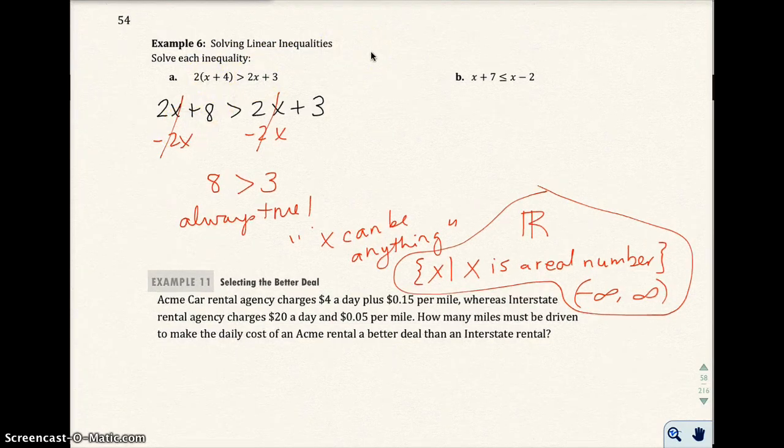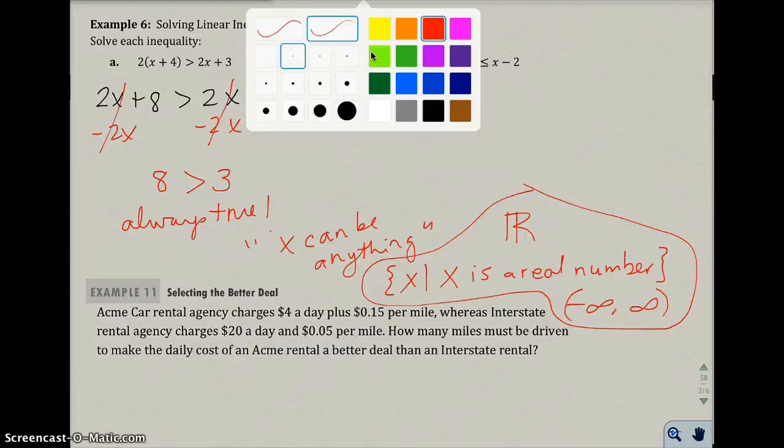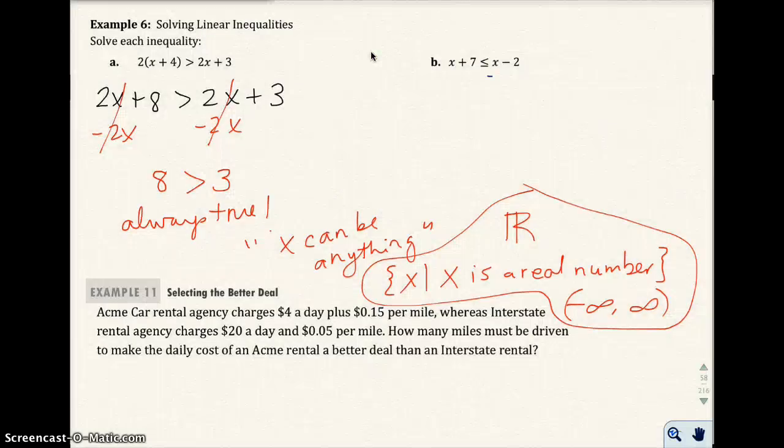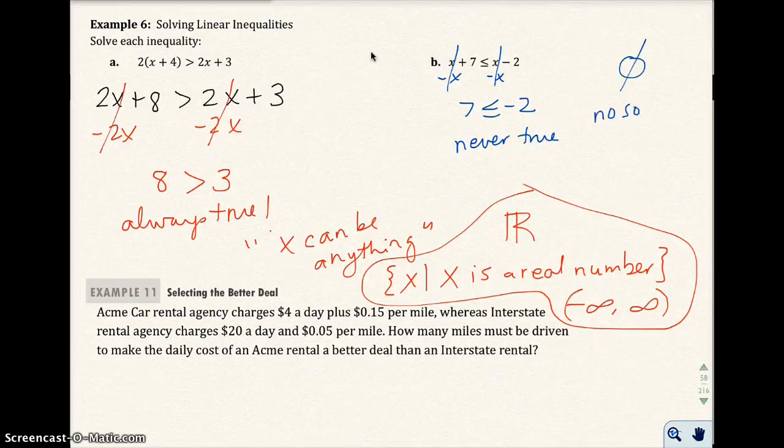Okay, let's go ahead and do part B. And I'm going to go ahead and solve this. I'm going to subtract x on both sides to get x on the left-hand side. And notice that these drop out again. I get 7 is less than or equal to negative 2. Is 7 less than or equal to negative 2? That's never true. That means we have no solution. This little symbol here represents no solution. You can also write no solution. Either or.